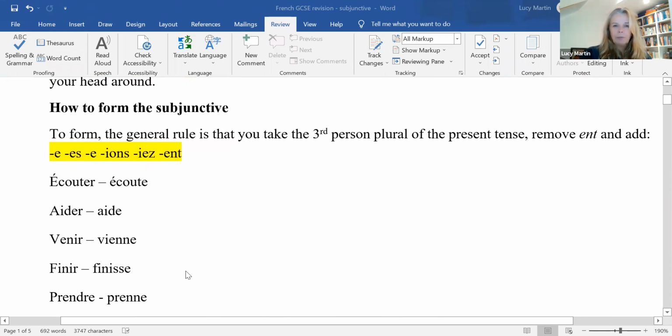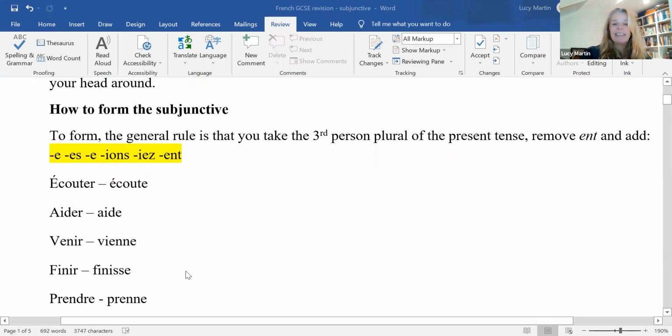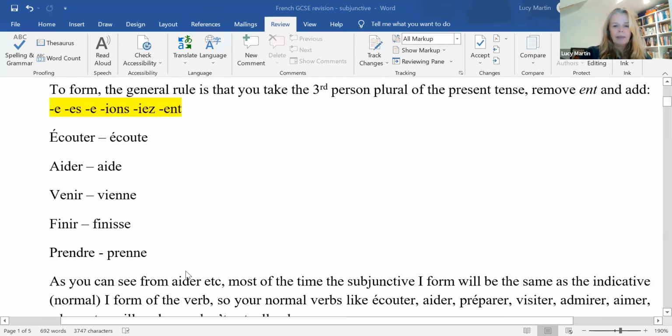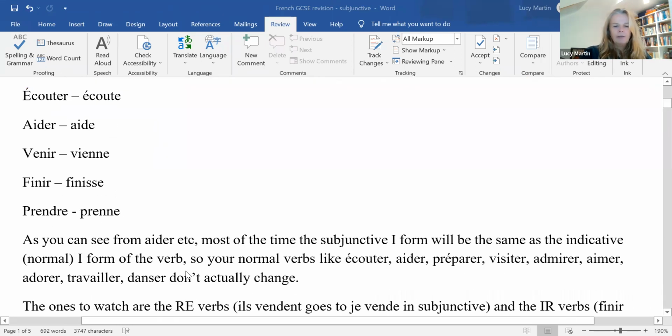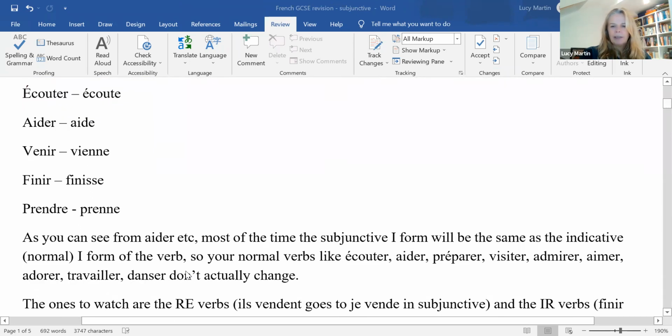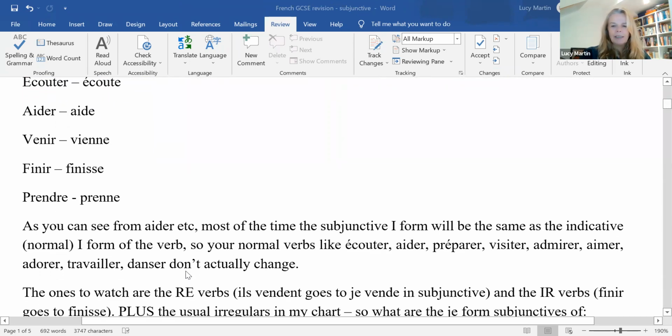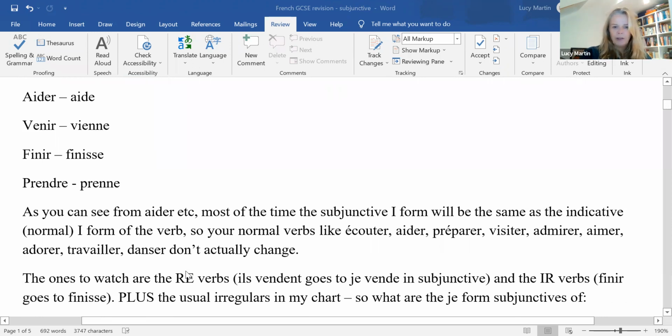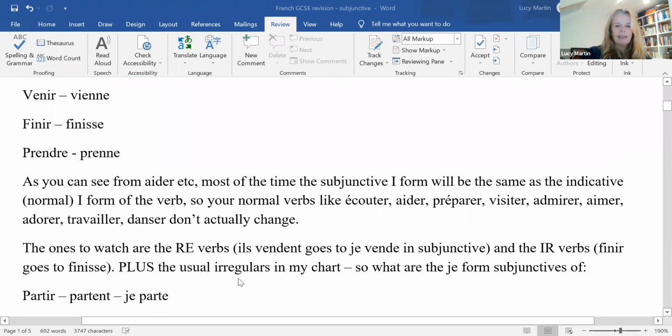At any point in this video, pause, go back to the beginning if I'm going too fast for you, because this is hugely difficult and mainly it's an A-level topic. Right. As you can see from aider and écouter, most of the time the subjunctive I form will be the same as the indicative, normal I form of the verb. So normal verbs will look the same.